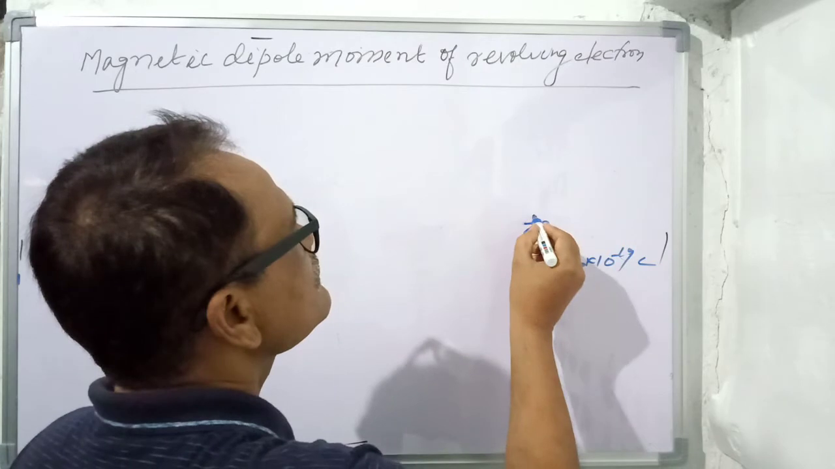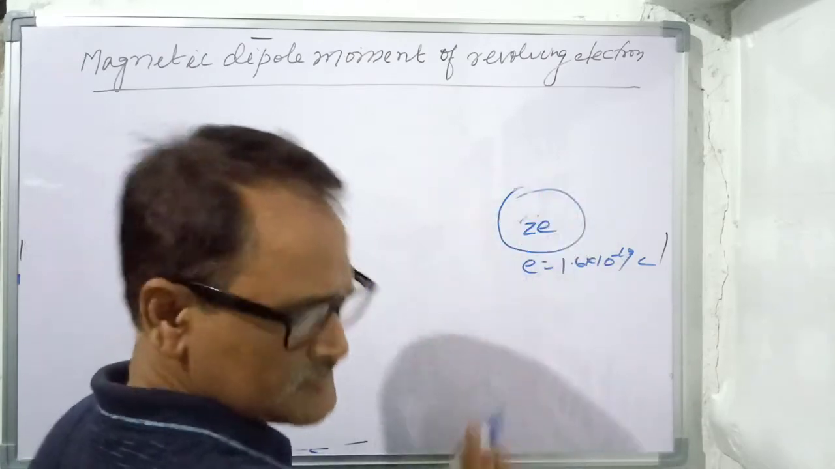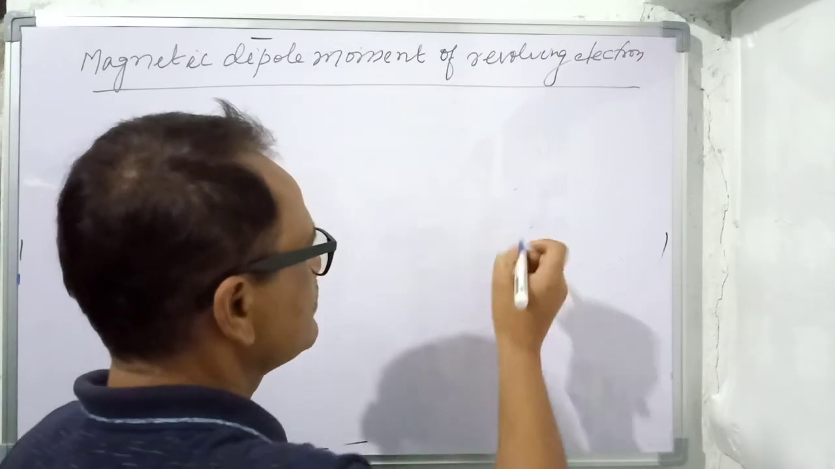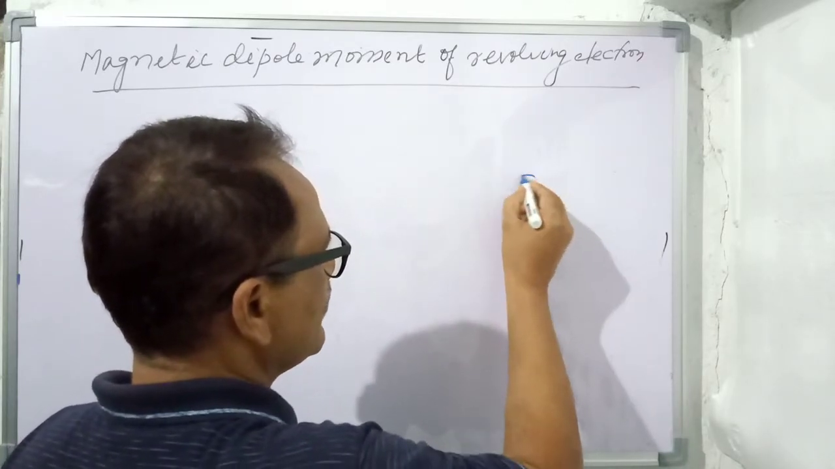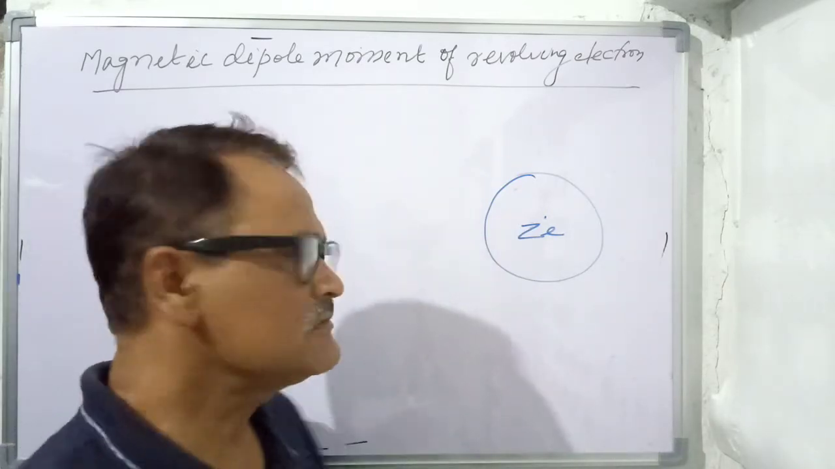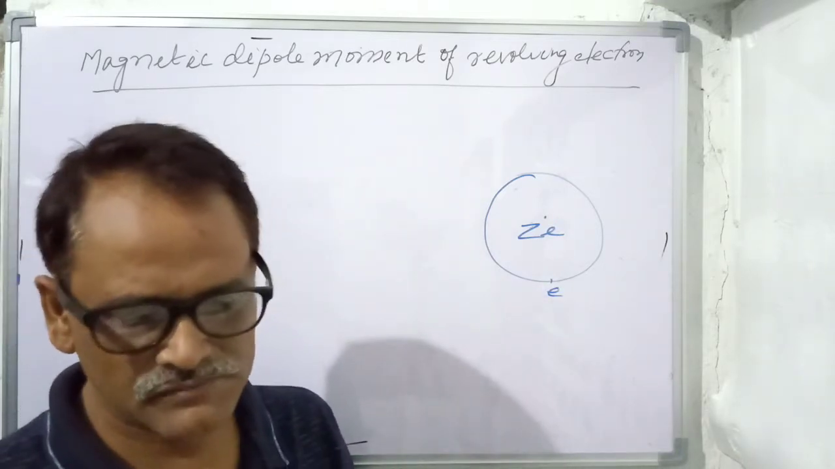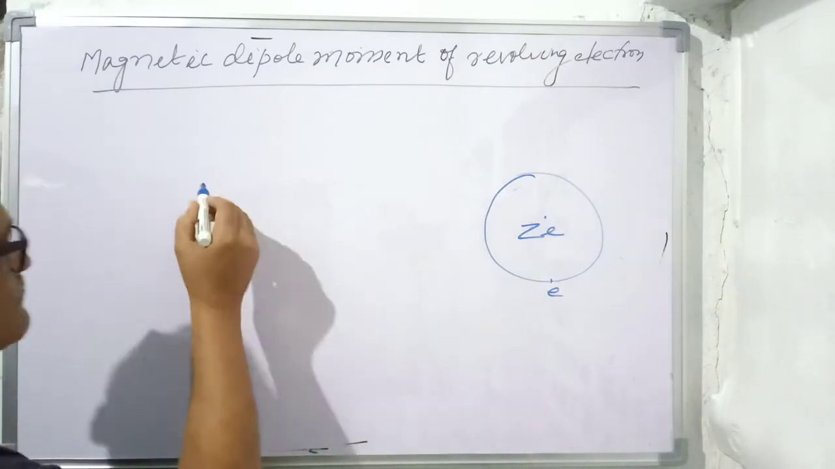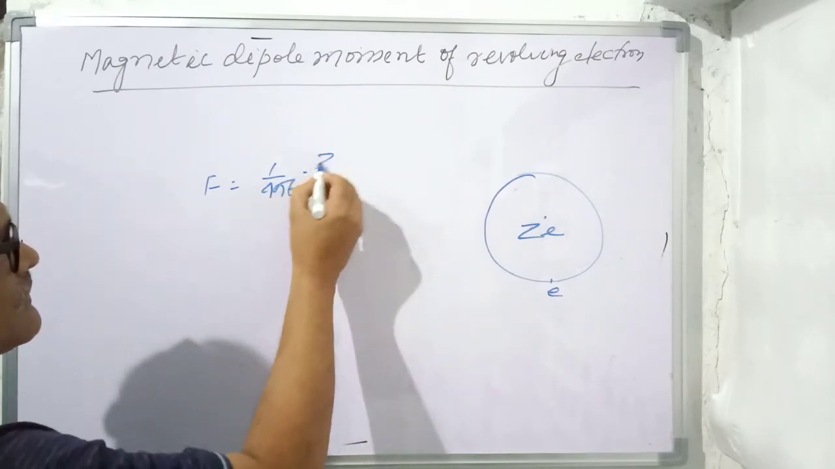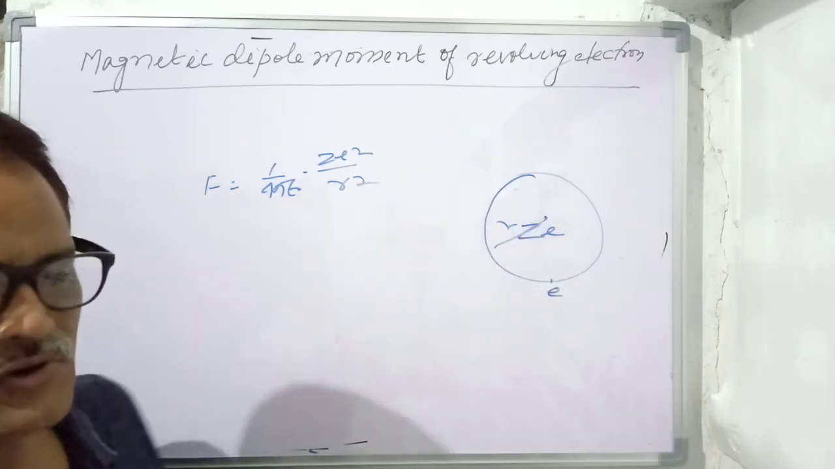This is the nucleus, and around this nucleus the electrons are revolving. I am taking one electron, having charge e, and the force of attraction between the nucleus and the electron is equal to F equals 1 by 4 pi epsilon naught, Ze square by r square, where r is the radius of the orbit.